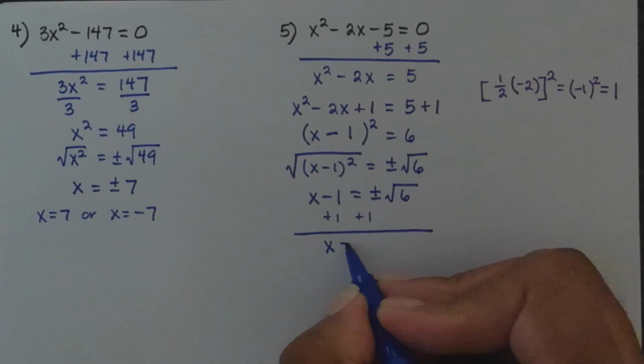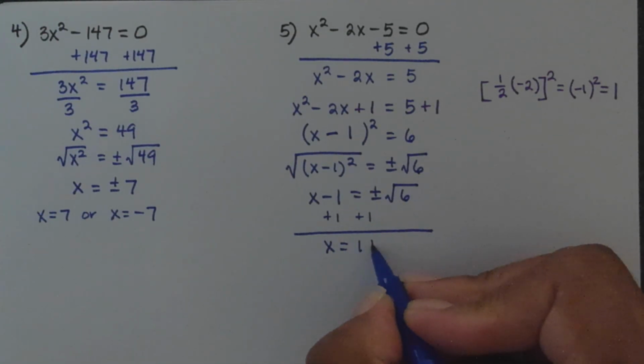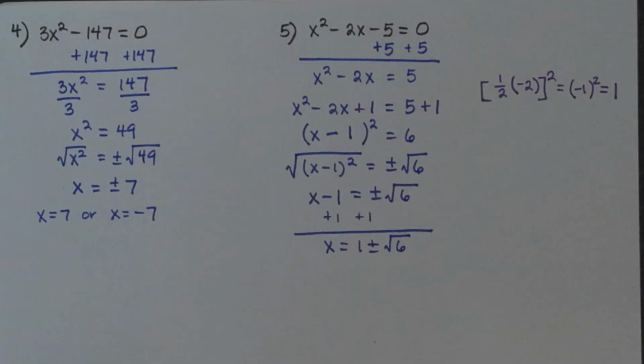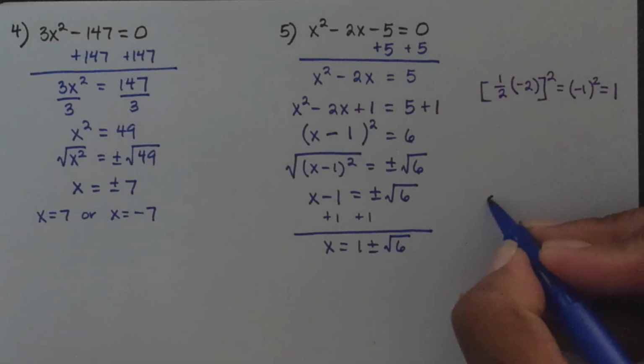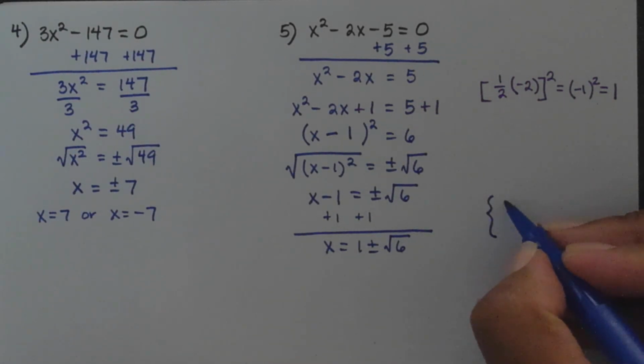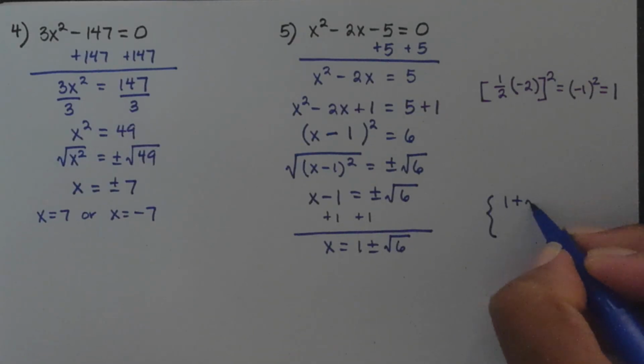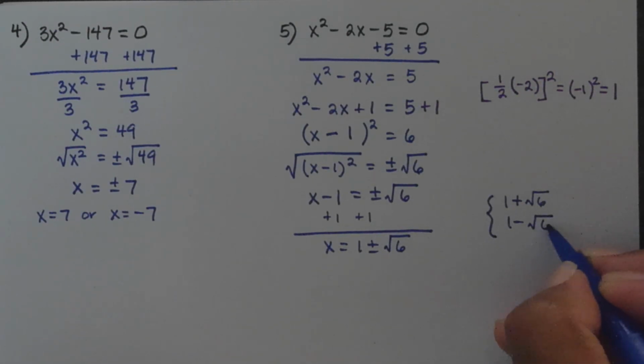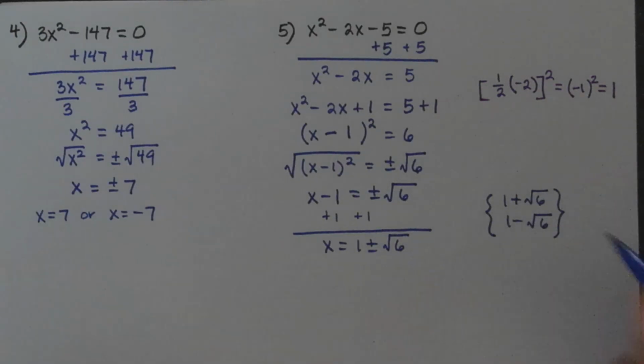Which means x is equal to, and I'm going to put the 1 in front of the plus or minus square root of 6. Those are two totally different terms, because the 6 is underneath that radical. So here I just leave it as this: 1 plus or minus the square root of 6. Or if you want to, you can write this as two separate solutions. 1 plus the square root of 6. The other one will be 1 minus the square root of 6.